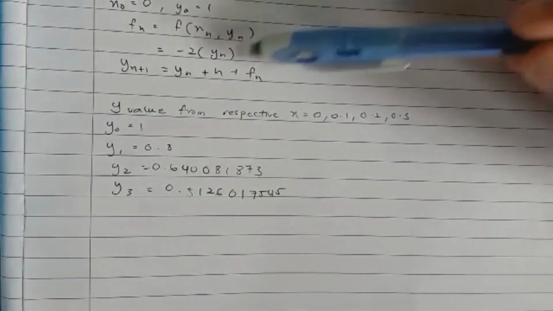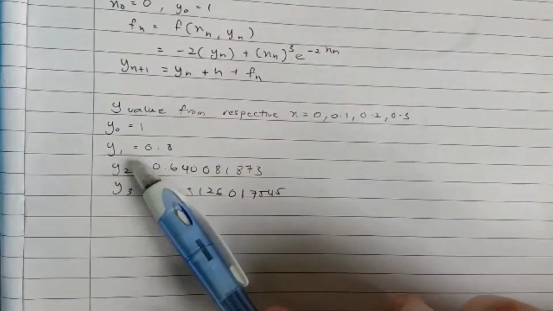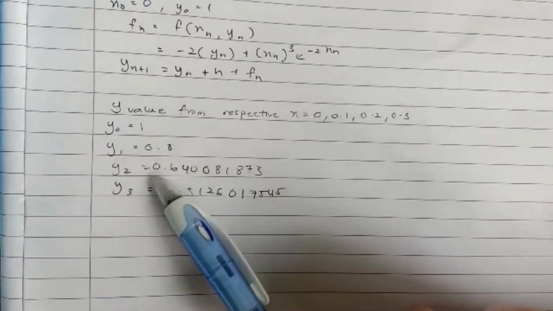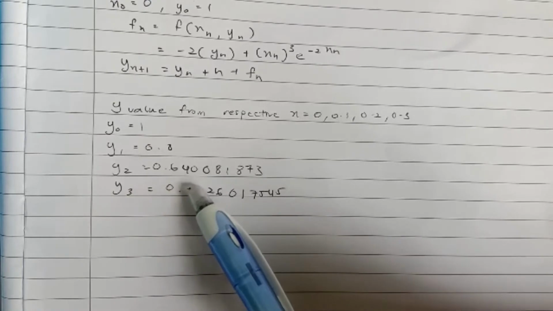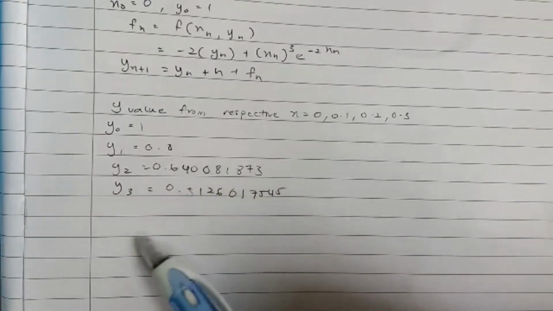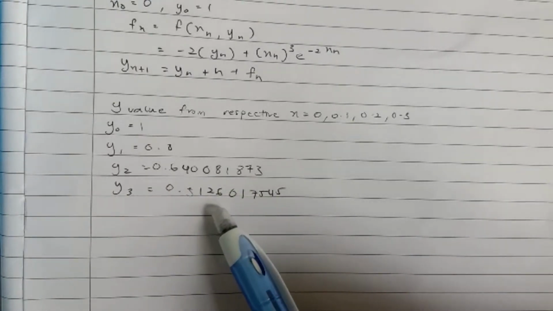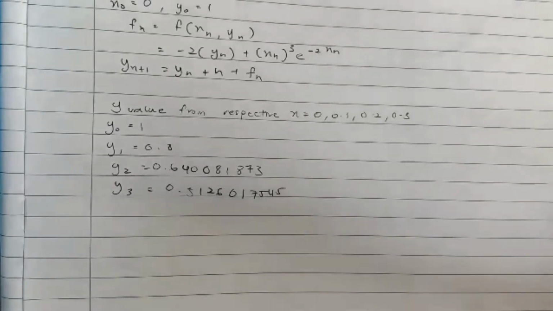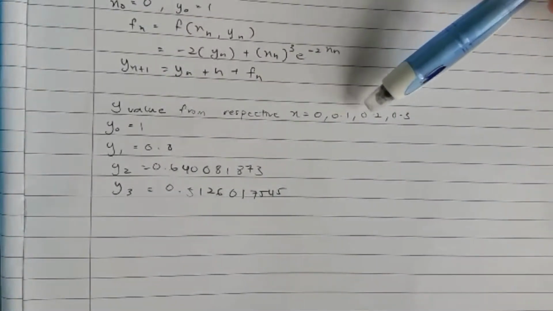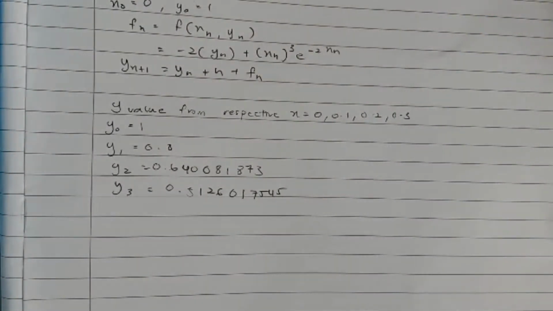So y0 is equal to 1, y1 is equal to 0.8, y2 is equal to 0.6400818873, and y3 is equal to 0.5126017545, from the respective x values of 0, 0.1, 0.2, and 0.3.